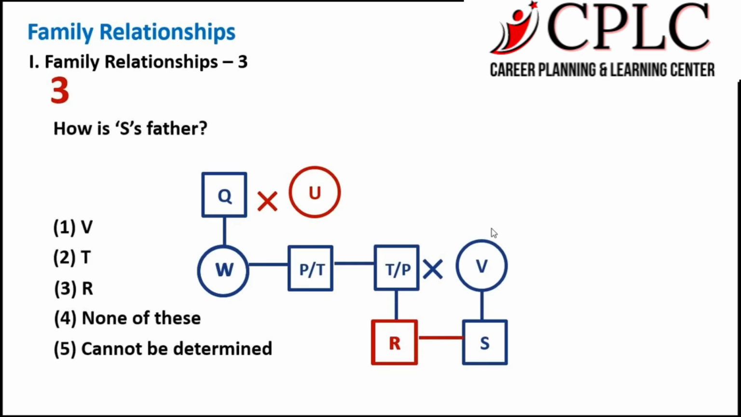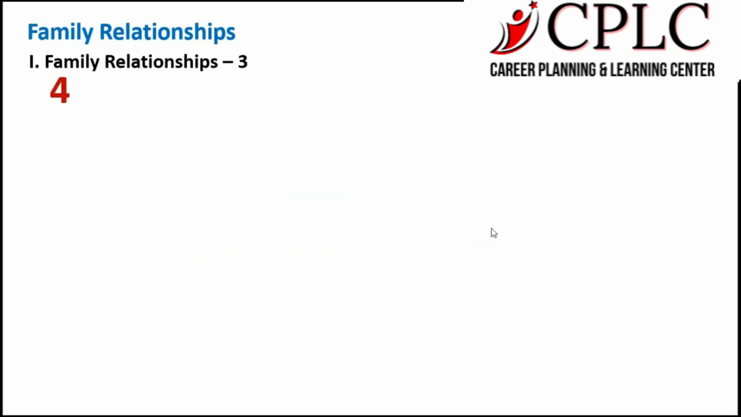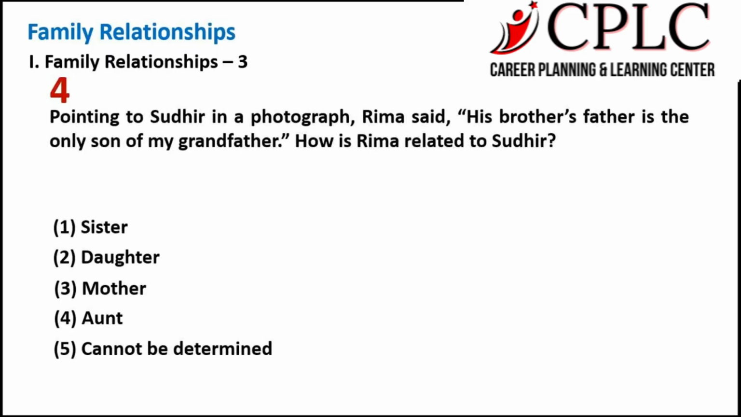And next question, who is S's father? Now see, this is exactly what I was trying to tell you in the last part of the diagram. We cannot be sure whether it's P or whether it is T, hence the answer cannot be determined because we don't know for sure which one it is out of them. So this is the multiple possibility. I hope you have understood this set.